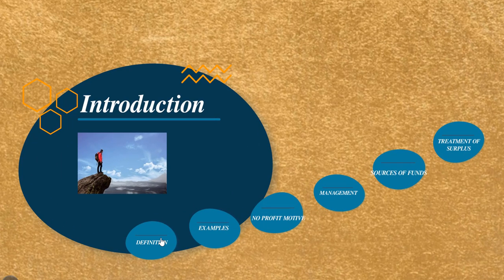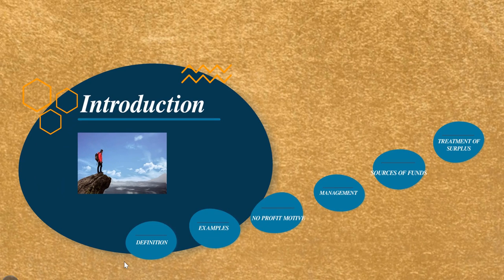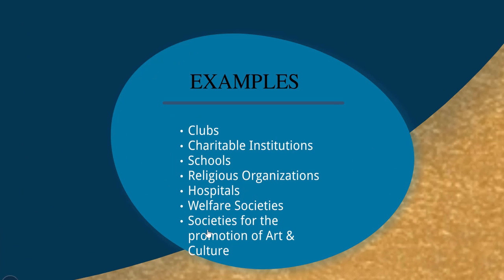We'll start with the definition of not-for-profit organizations. They refer to organizations that provide service in the fields of education, healthcare, recreation, sports, art and culture, etc. Examples of not-for-profit organizations: clubs, charitable institutions, schools, religious organizations, hospitals, welfare societies, and societies for the promotion of art and culture.